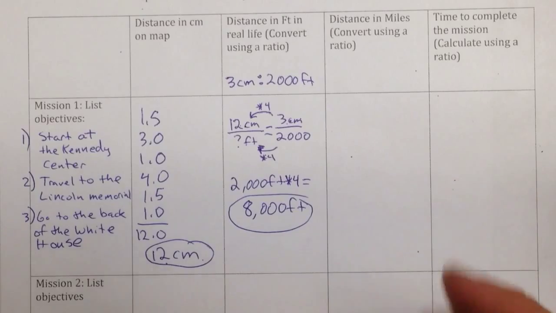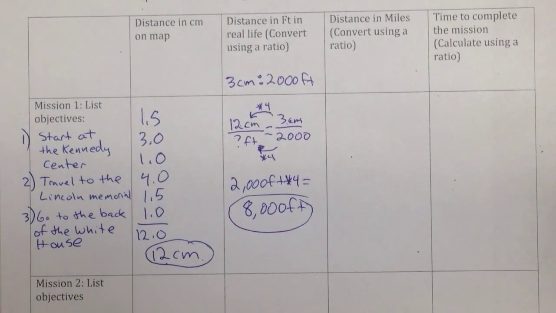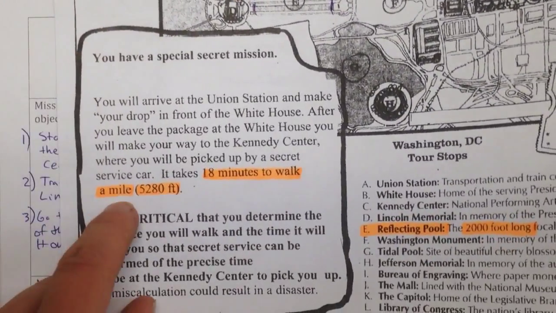So we've got the distance in feet. Now we want to convert that into miles. We can also look at our original map, and that reminded us that a mile is 5,280 feet.